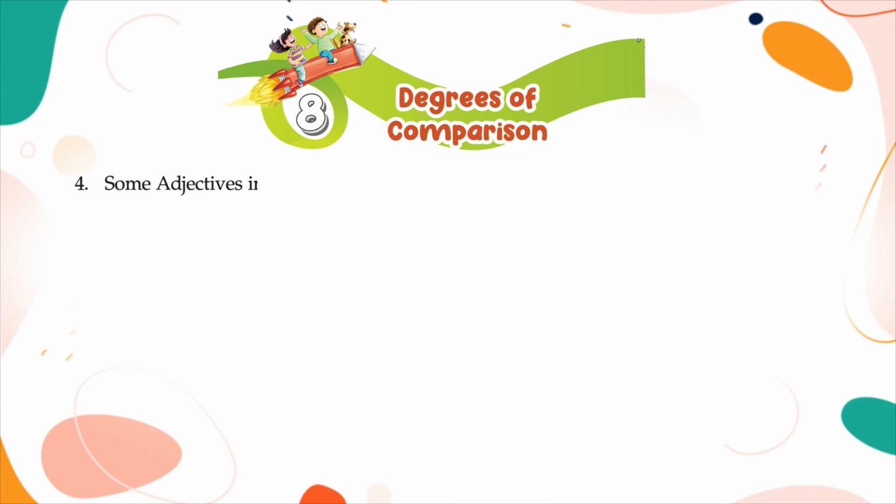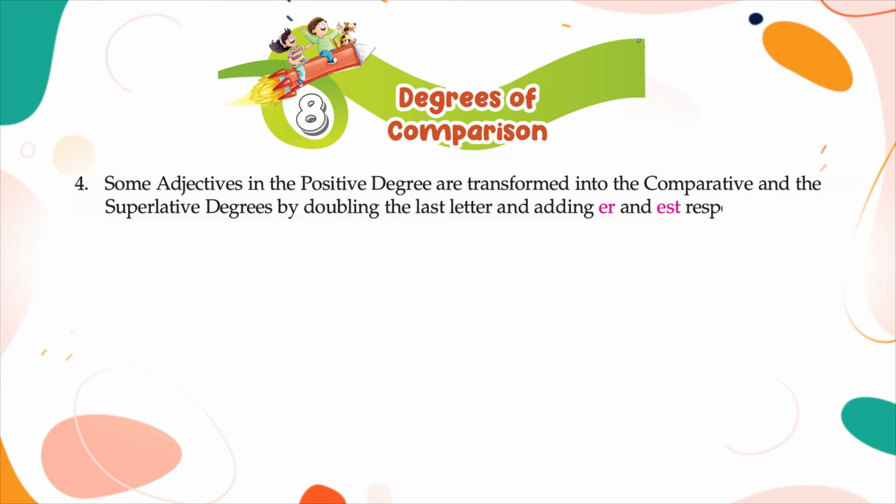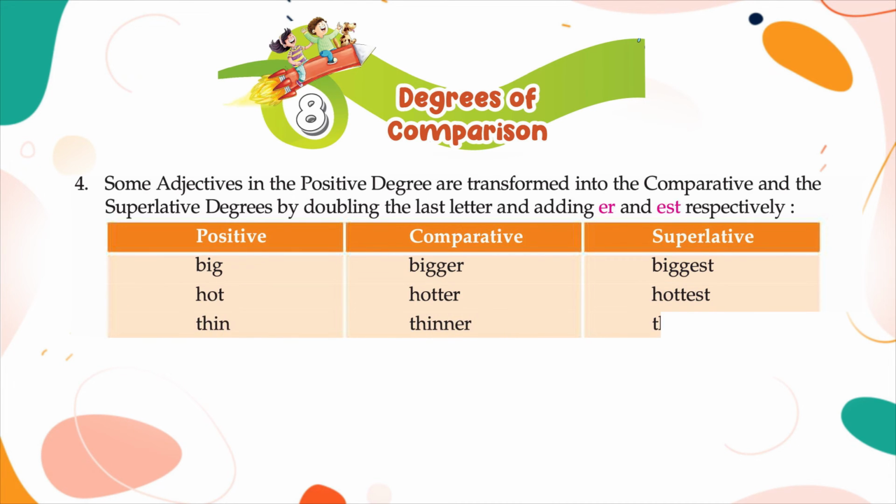Some adjectives in the positive degree are transformed into the comparative and the superlative degrees by doubling the last letter and adding er and est respectively. Positive, comparative, superlative. Big, bigger, biggest. Hot, hotter, hottest. Thin, thinner, thinnest.